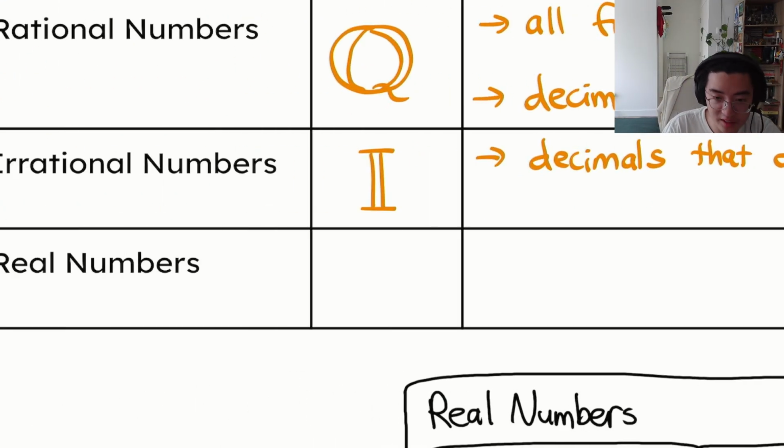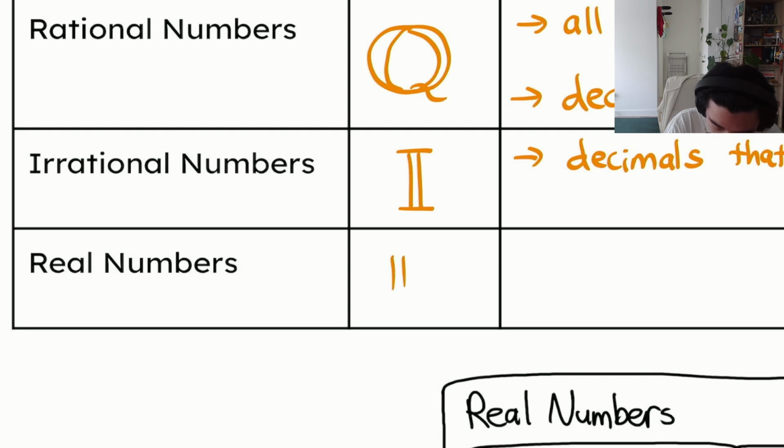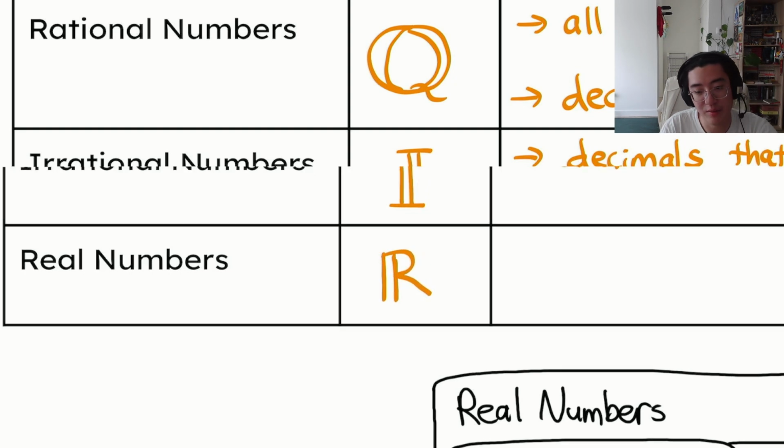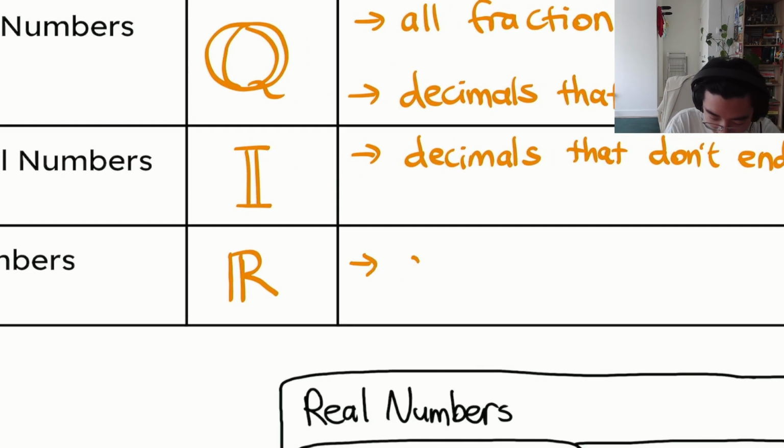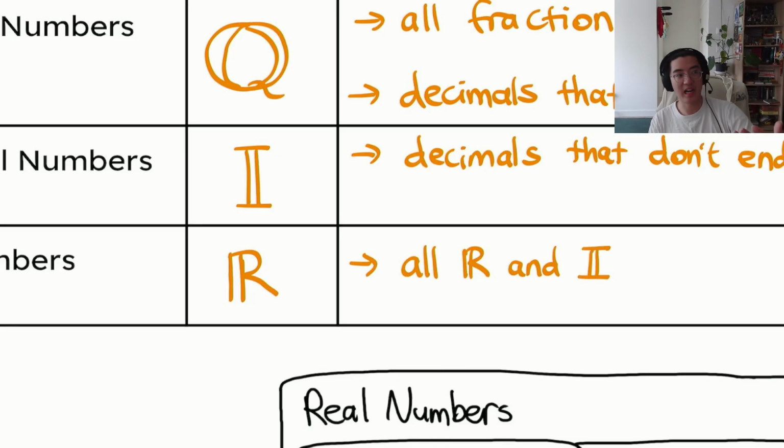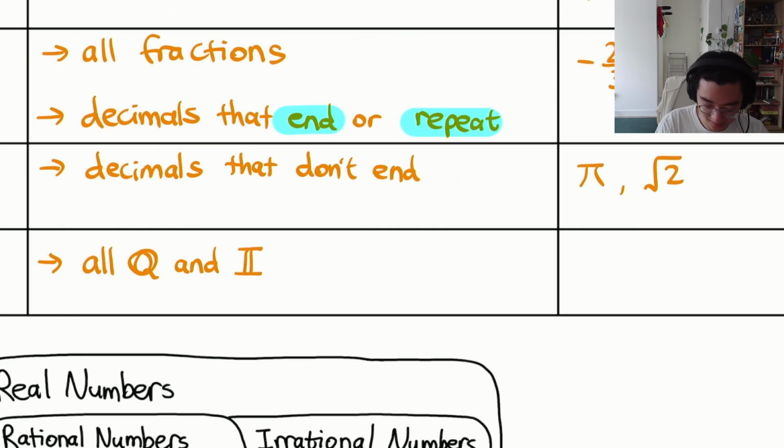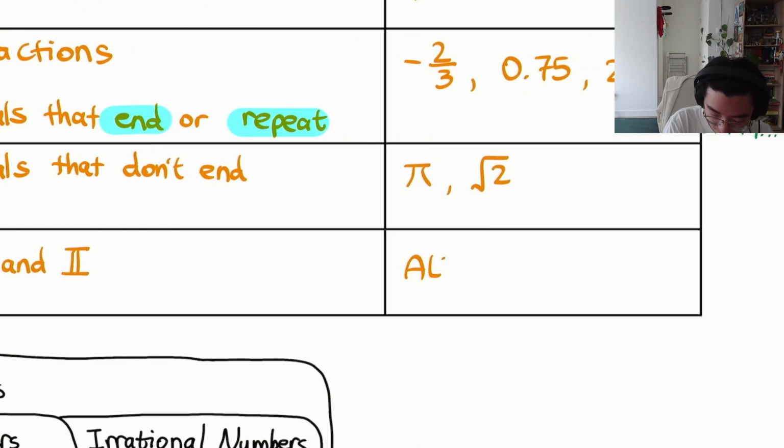Okay, last one, real numbers. Real numbers pretty much encompass all the numbers that we will encounter in real life. So it's all the rationals and irrational numbers. Pretty much every single number you see is a, oh, sorry, shouldn't be R here, should be Q. Even I'm getting confused. Q and I. So all the rational and all the irrational numbers.